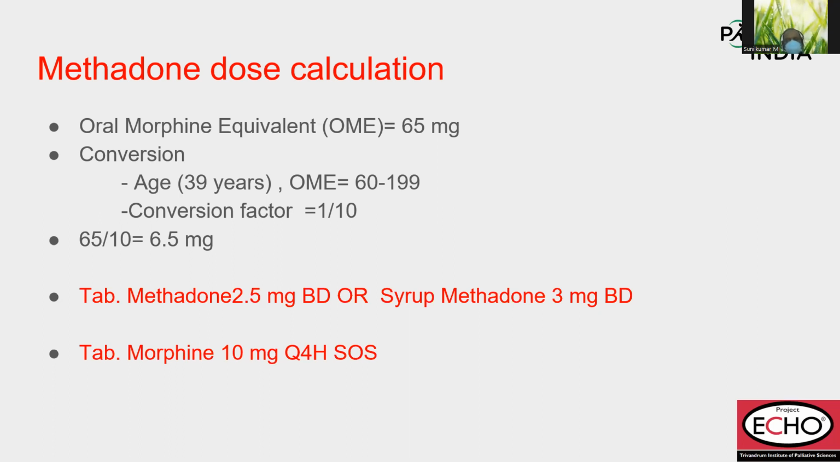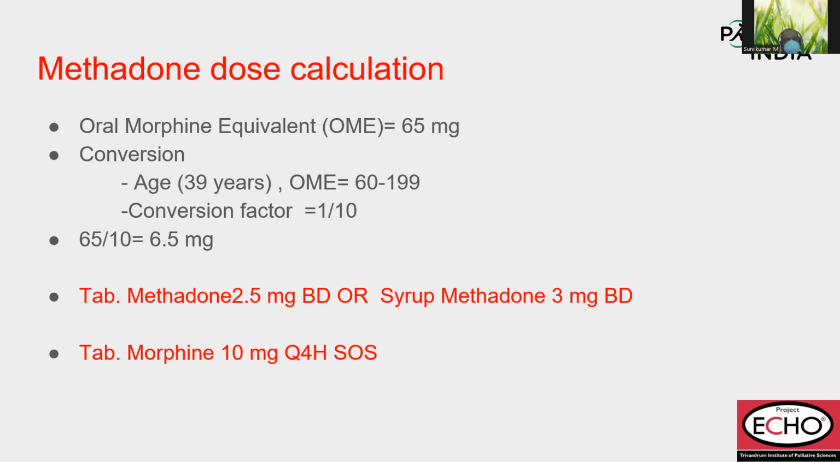But you have to also prescribe morphine 10, the previous dose he was taking, 10, 15, 10, 30. So we are not regularizing morphine, we are giving morphine 10 milligram 4-hourly SOS dose. If you write or prescribe morphine for a patient, it will be morphine 10 milligram 4-hourly and SOS. But here it is not 4-hourly and SOS. It is only 4-hourly SOS dose.